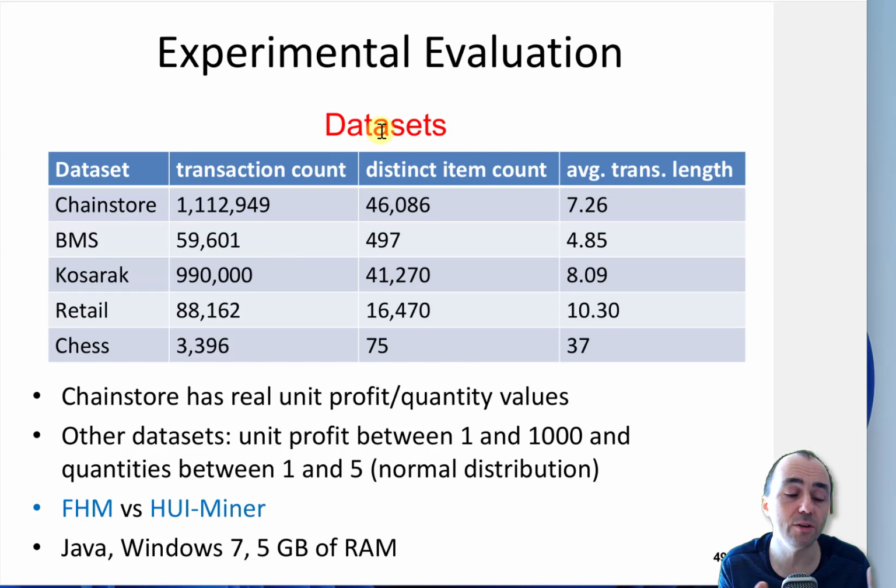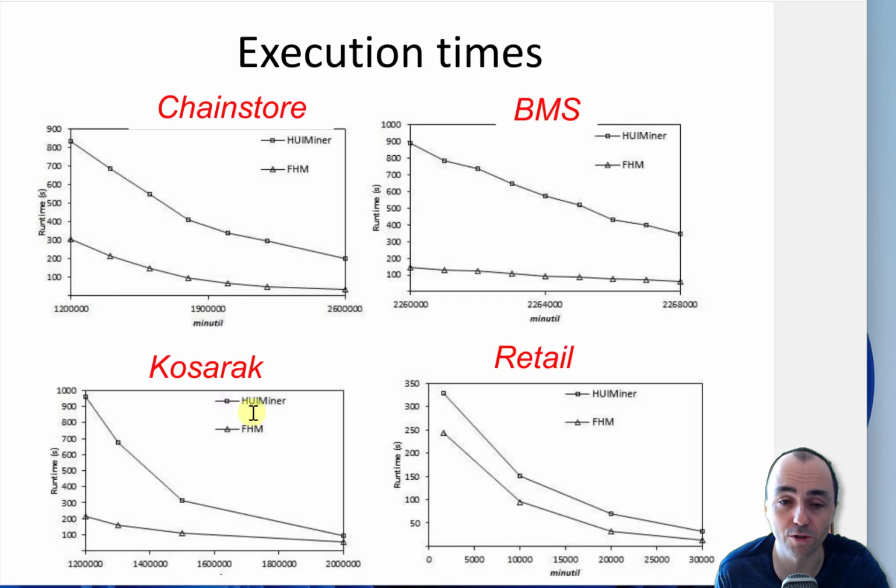So to compare these two algorithms, HUI-MINER and FHM, we did some experiments to show which one is faster and how many joins we can avoid. We use some common benchmark databases, some about shopping and so on. Here you have some statistics about these databases, like chain store, which is about shopping. It has more than 1 million transactions, 46,000 different products, and on average people buy about 7 items. So we did some experiments in Java. We compare these two algorithms.